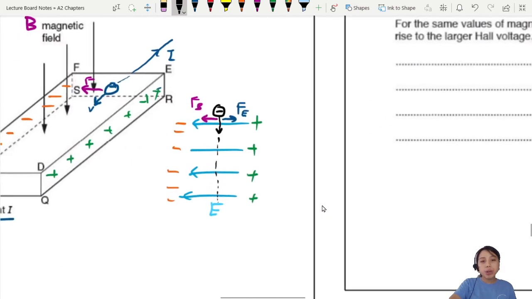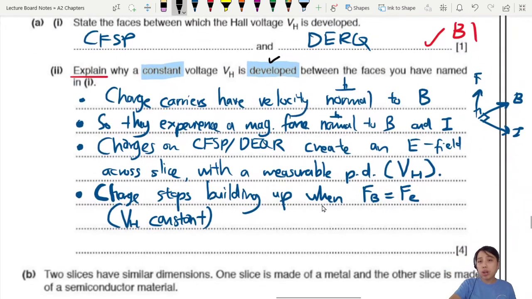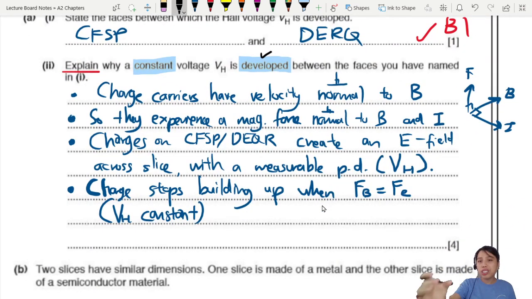Okay. So that is the whole story. First, make sure you talk about how the Hall voltage is created. And then you must also talk about why it is constant. Because there is no net force, no more charge will move around. 4 marks. Where do these come from? I've split it into 4 sections for you already. So first one is you talk about charge carriers. Then talk about the direction of all these arrows, F, B, I, where they are. And talk about the force.